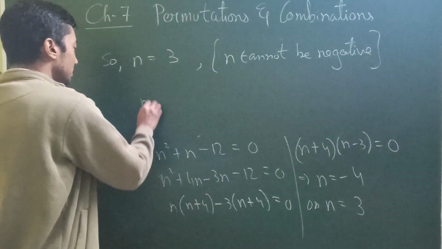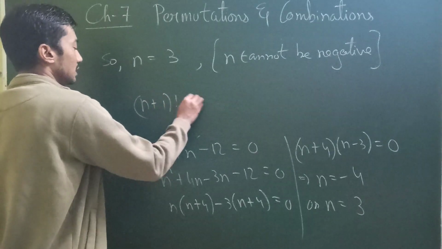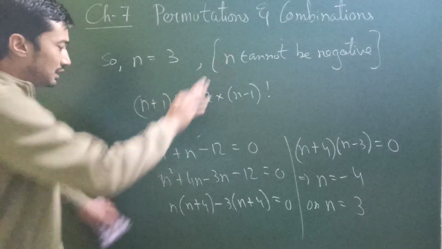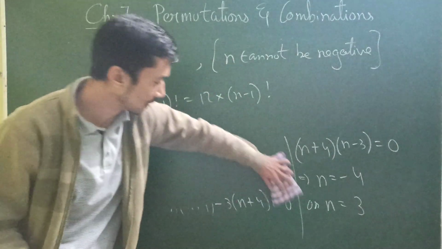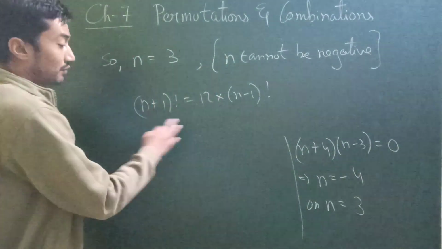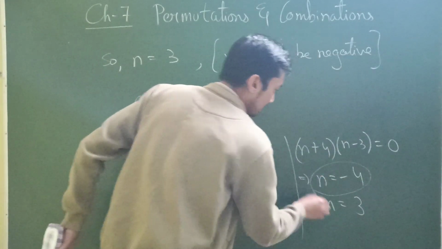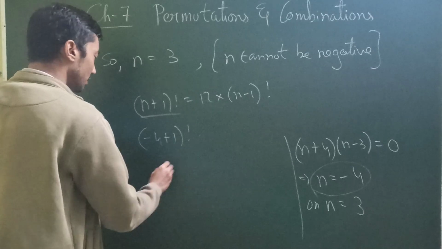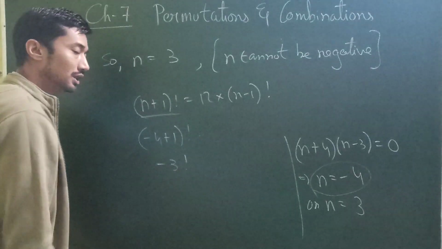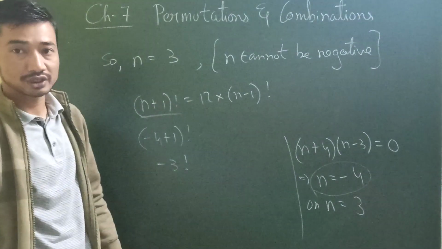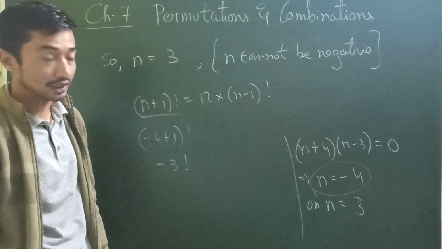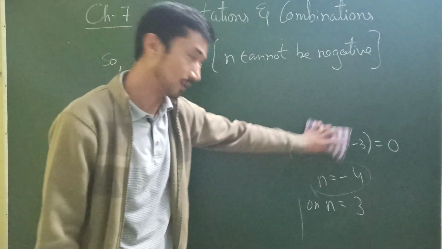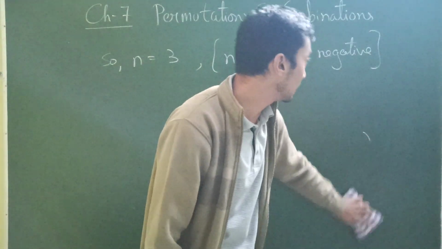But what was our question? It was n plus 1 factorial is equal to 12 into n minus 1 factorial. Forget about that part. If we just assume n was minus 4, then what will this be? Minus 4 plus 1 factorial, minus 3 factorial. It is already given that factorial notation is not defined for negative values. So that's why we have to reject this negative value for this question. Okay? So that's one example.